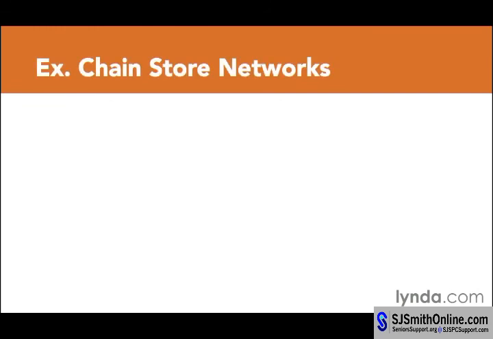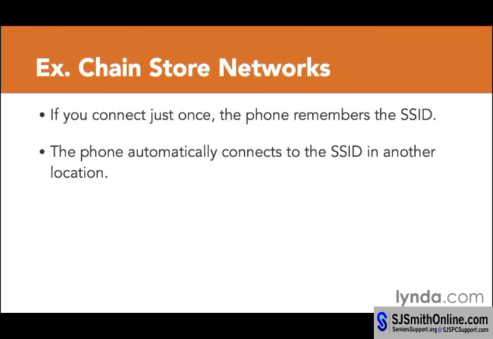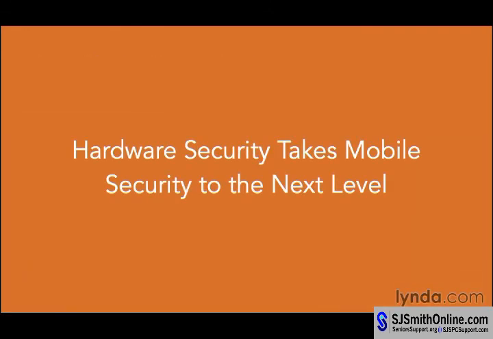Consider this. If I connect to a Wi-Fi network at a chain store, my device may automatically connect to that store's network in each store. If my Wi-Fi radio is on, I may be blissfully unaware that my device has made this connection while malicious parties prey on my data. Taking the time to securely manage my sensors and radios can take my mobile security to the next level.